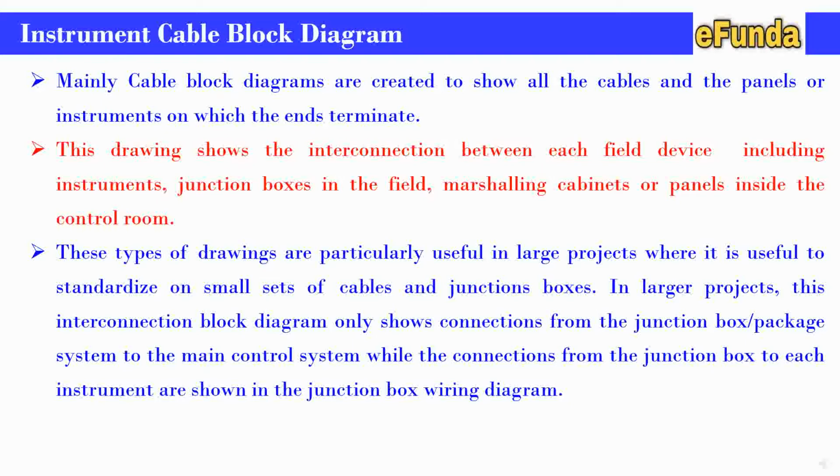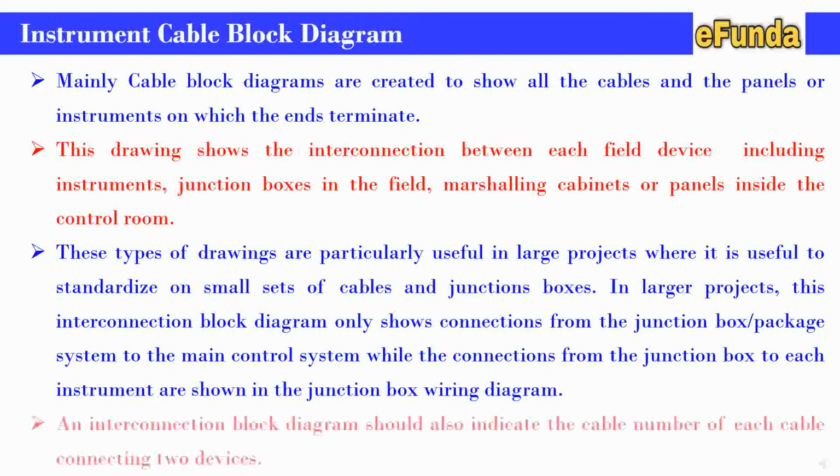to the main control system, while the connection from the junction box to each instrument is shown in the junction box wiring diagram. An interconnection block diagram should also indicate the cable number of each cable connecting two devices. This is how the block diagram is prepared, and it is useful while executing a large scale project or a medium scale project.